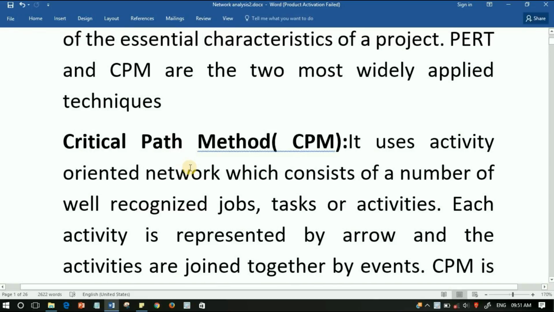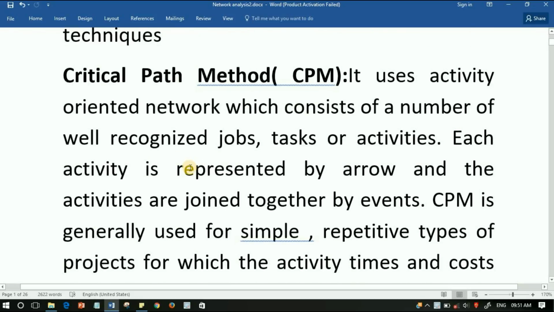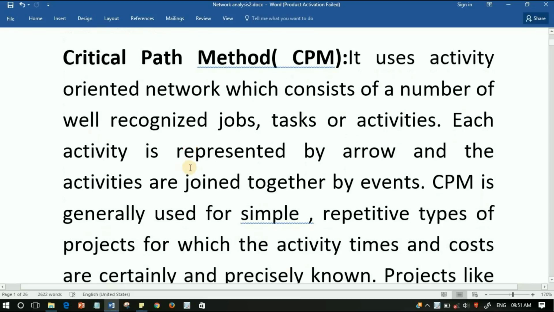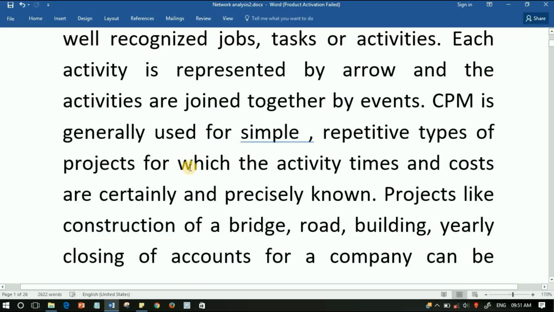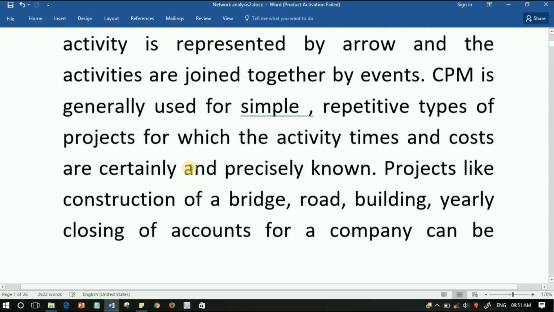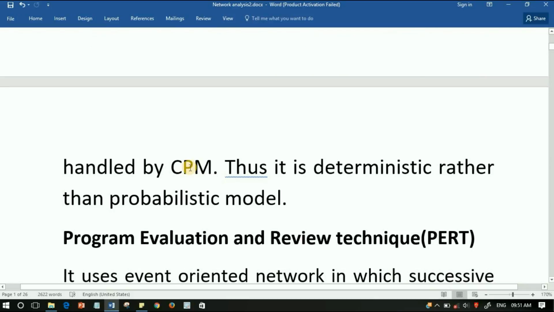It uses an activity-oriented network which consists of a number of well-recognized jobs, tasks or activities. Each activity is represented by an arrow and the activities are joined together by events. CPM is generally used for simple, repetitive types of projects for which the activity times and costs are certainly and precisely known. Projects like construction of a bridge, road building, and yearly closing of accounts for a company can be handled by CPM. Thus, it is a deterministic rather than probabilistic model.